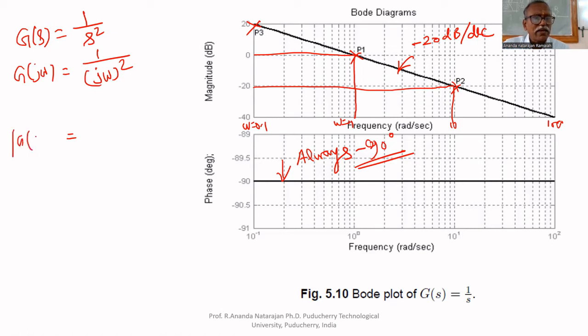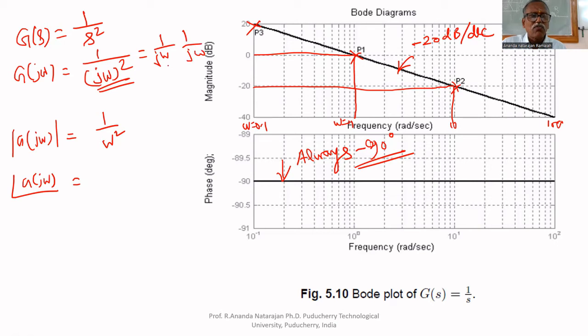Modulus of G of j omega equals 1 by omega square. Angle of G of j omega equals what? For 2 j omegas: for 1 j omega it is 90, for 2 j omegas 180 degrees. So it can be written as 1 by j omega, 1 by j omega. For this minus 90 degrees, for this another minus 90 degrees, therefore 180 degrees.